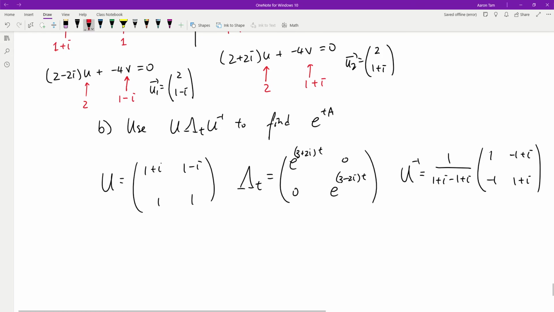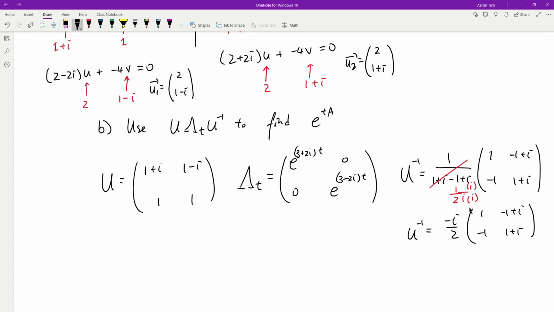So if I look at the bottom right here, 1 minus 1 cancels, so it becomes just 1 over 2i. Nope, 1 over 2i, not 1 over 2 factorial. But I don't really like the i on the bottom, so what I'm going to do is multiply both top and bottom by i just to get rid of that. And if I do that correctly, u inverse would equal negative i over 2 times 1, negative 1 plus i, negative 1, 1 plus i.